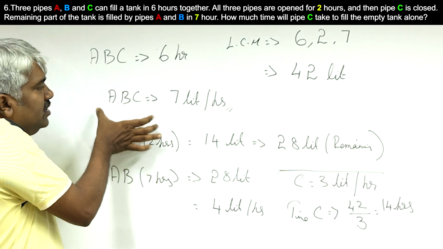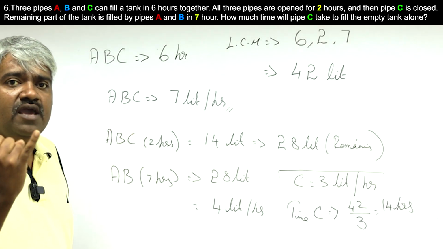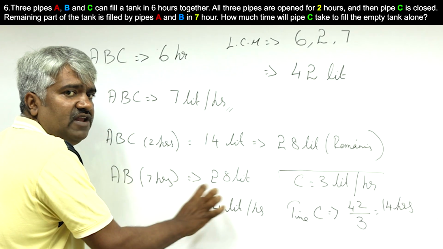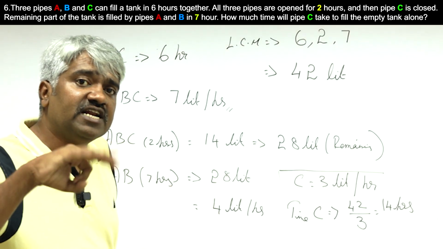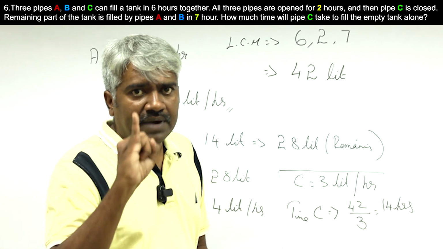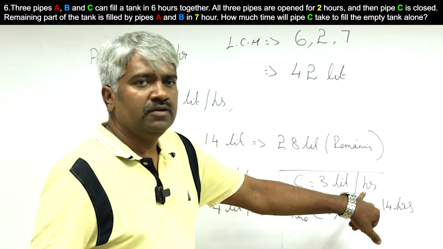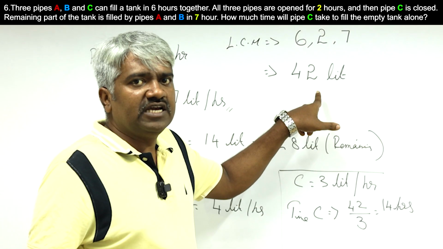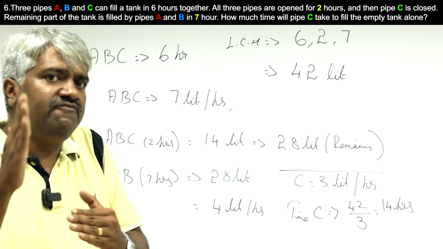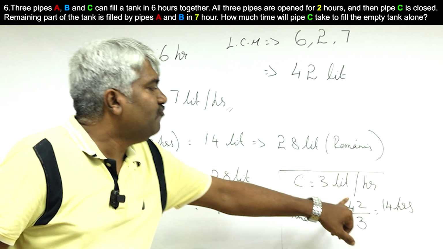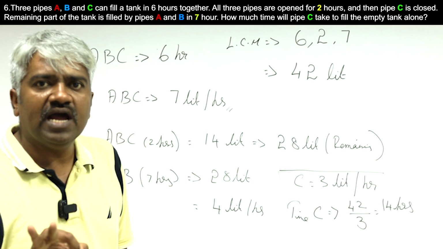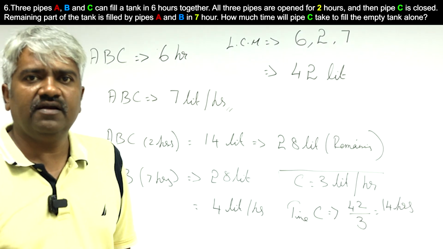Come to the first point. What we have seen in the first point: when pipes A, B and C are open together, they will fill 7 liters. Pipes A and B will fill 4 liters. Then who is filling the remaining 3 liters? That is pipe C. From this, what you understood is pipe C can fill 3 liters in 1 hour. The total capacity of the tank is 42 liters. When 42 liters of the tank has to be filled only by pipe C, 42 by 3 will give you 14 hours. So pipe C requires 14 hours to completely fill the tank, right?